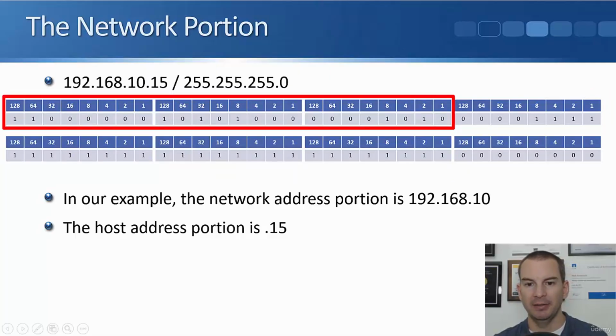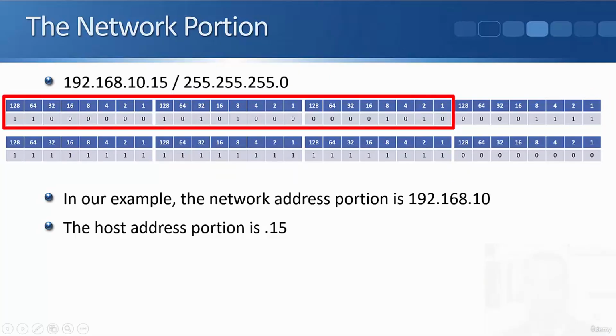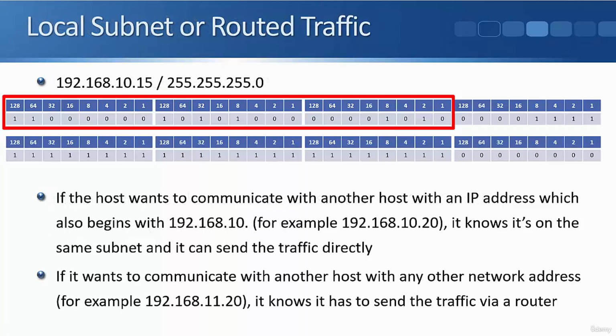And I've highlighted it there. There is the network portion. If the host wants to communicate with another host with an IP address which also begins with 192.168.10 in our example, so say for example that this host wants to send traffic to a destination address of 192.168.10.20, it knows it's on the same subnet and it can send the traffic directly because the destination also begins with 192.168.10.